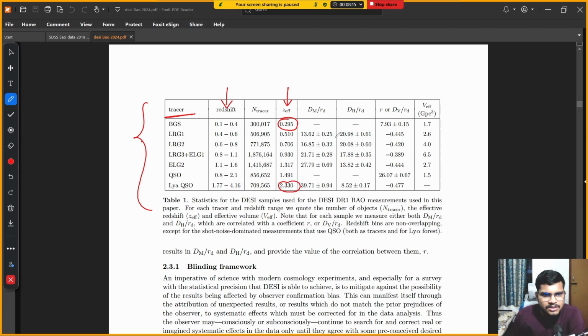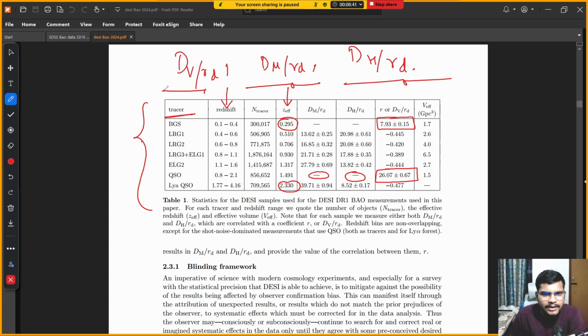From here they have obtained the z effective, starting from 0.295 and up to 2.330. Again they have the same structure: for the lower redshift they are measuring dV over rd, 7.93 plus minus 0.9, and for redshift 1.491 again you don't have dm over rd, dh over rd, you have only dv over rd. So in these data sets you have dv over rd, dm over rd, and dh over rd. Considering that we are not working with the Planck data set, I have to treat rd as a free parameter, right? So these are the data that have been obtained.